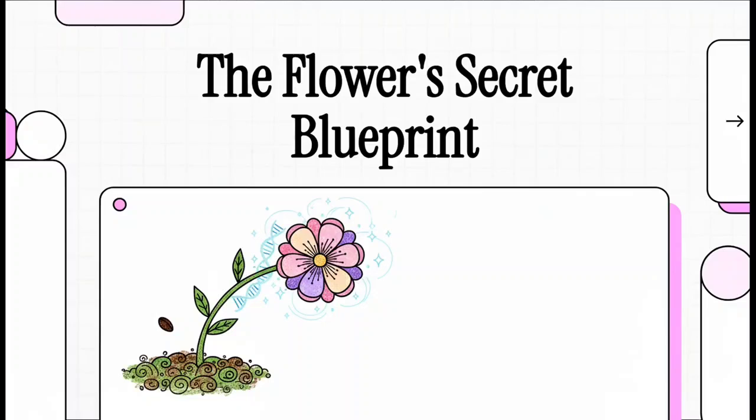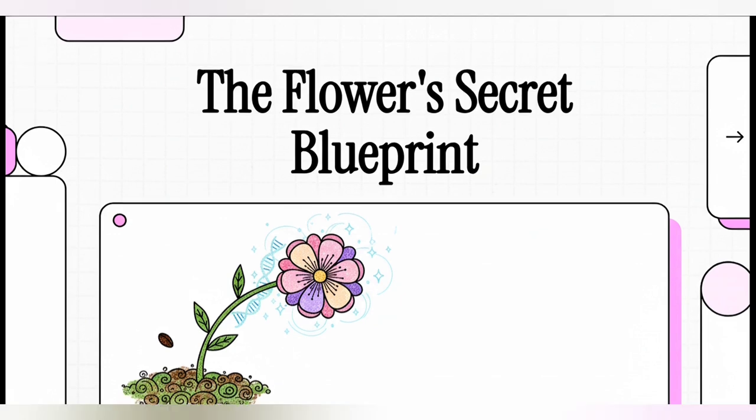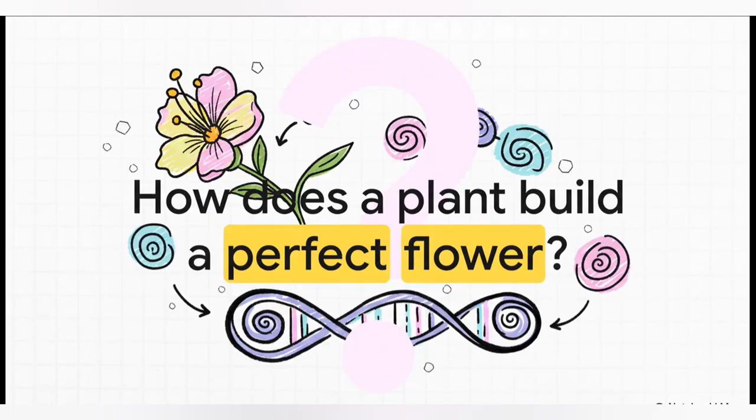Have you ever just stopped and looked at a flower, a really perfect one, and wondered, how? Seriously, how does a plant manage to build something so complex, so symmetrical, and so beautiful, all on its own? It feels like it should be magic, right? Well, the reality is actually way cooler. So let's just jump right in.